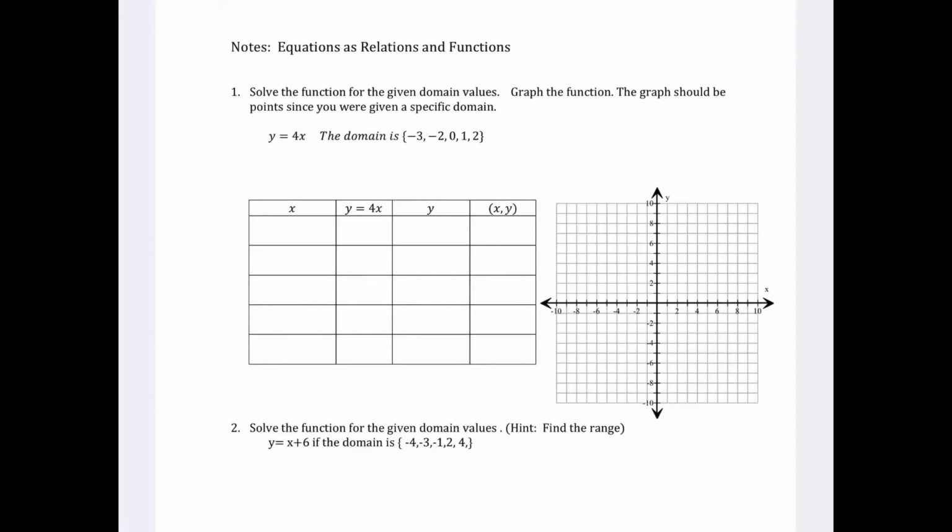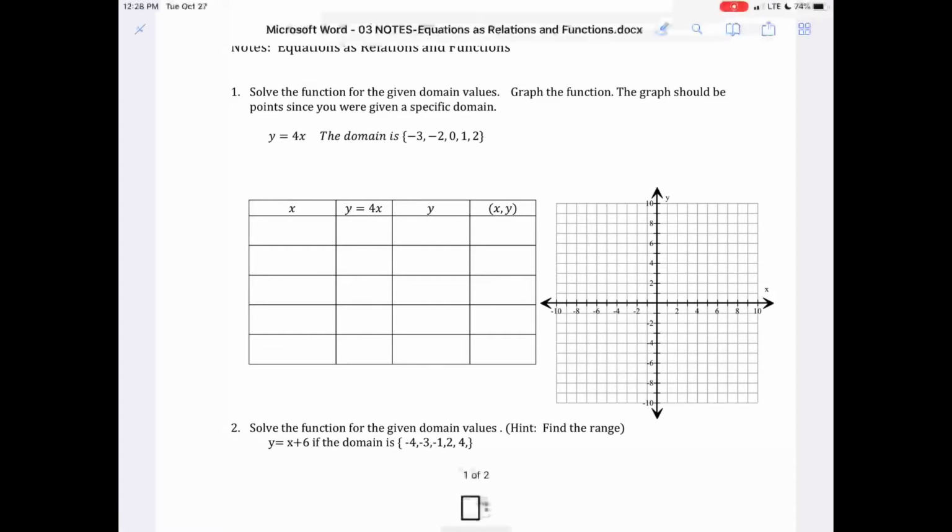Let's talk about equations as being both functions and relations. So we're going to dabble a little bit with editing our domain for some of these and then actually sketching a graph for these linear equations. So let's look at the first example. We're asked to find the table of values for this specific domain, and then we're going to graph that given function. So let's have a look.